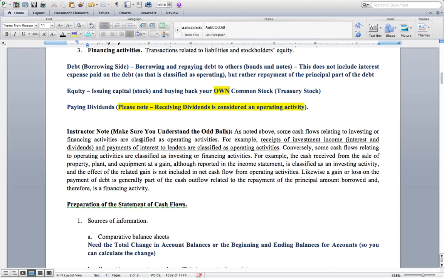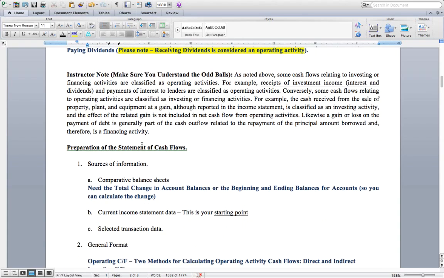In a subsequent lecture, we will walk through a comprehensive example of the statement of cash flows. This example will be very similar to how it will be presented on your homework and also on the exam. Most of the items in the comprehensive example will be transactions that you will see on the exam and will need to account for in the statement of cash flows.